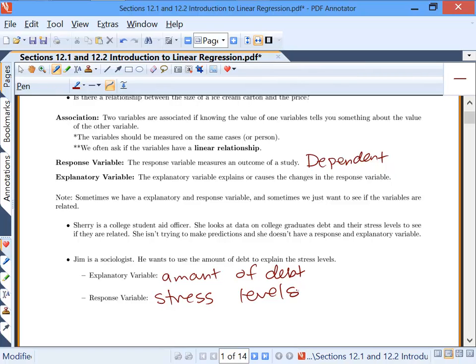Sometimes you may not have an explanatory and response variable, sometimes you do, and sometimes people might switch them. I might be interested in predicting one thing, and you might be interested in predicting the other thing, and that's okay.